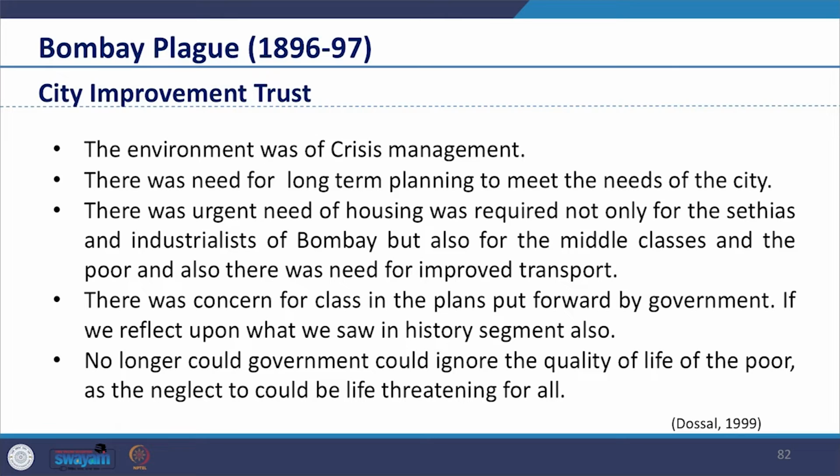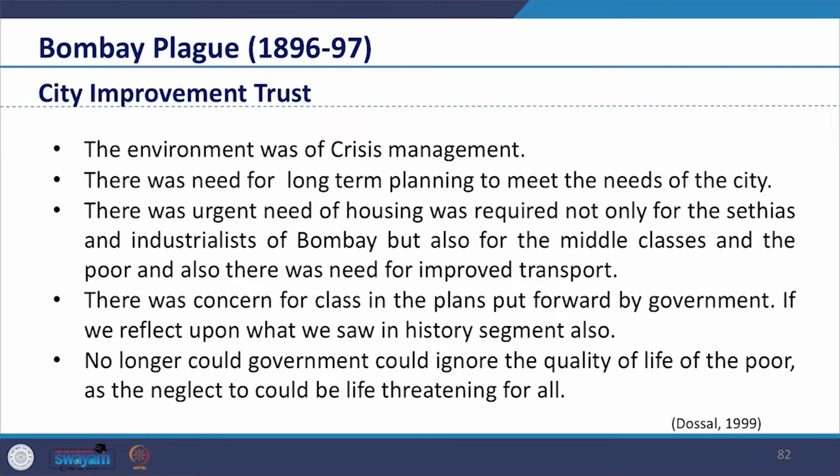Seths and industrialists of Bombay, but also for the middle classes and the poor, and also there was need for improved transport. There was concern for the class in the plans put forward by the government. If we reflect upon what we saw in the history segment also, these kinds of issues were raised.